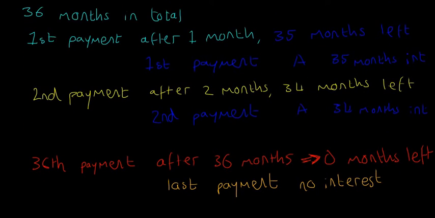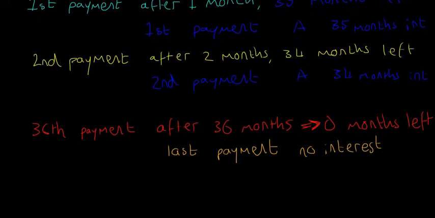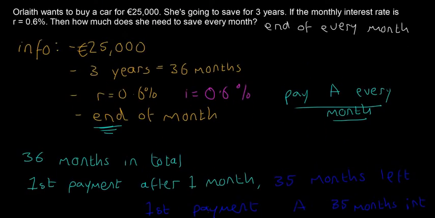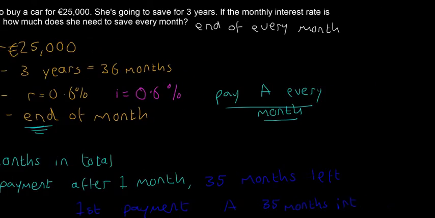So instead of the first payment getting 36 months, second payment 35, the first payment gets 35, second gets 34, and the last payment gets no interest. Okay, so now we're going to see how that affects our equation. So remember, we want to write out the entire equation.